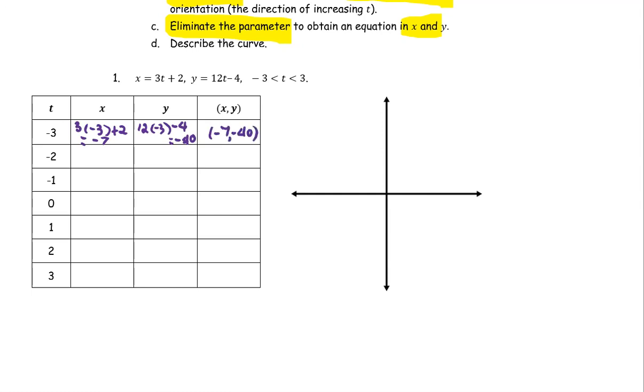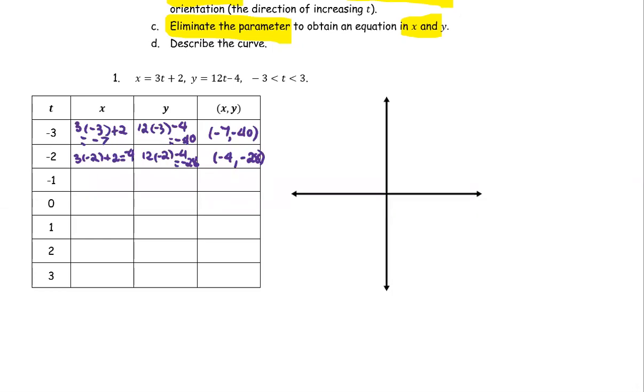And do similarly for the rest of the t values provided. For t equals negative 2, x is going to be 3 times negative 2 plus 2 to get the value negative 4. For y, it's going to be 12 multiplied by negative 2 minus 4 to get negative 28. And the ordered pair corresponding to t equals negative 2 is (negative 4, negative 28). And then complete the table with the same way of calculation.